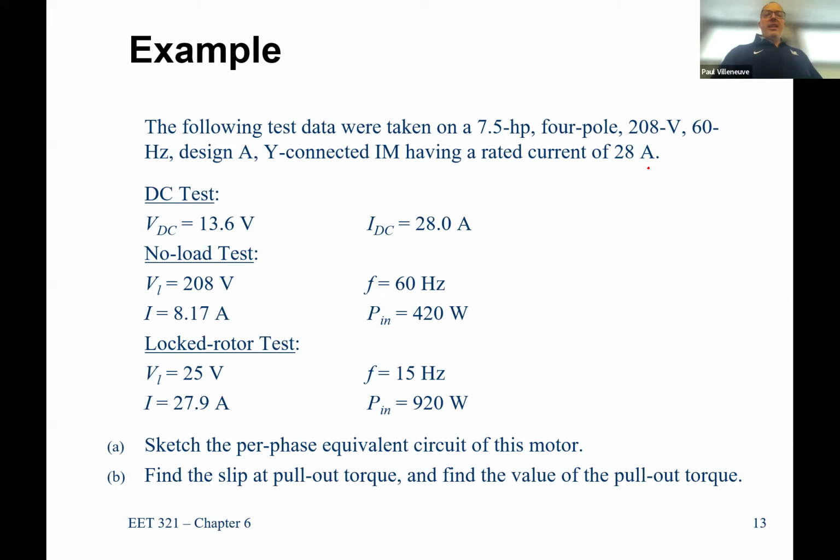So we really don't need the current, other than maybe to see if we were getting full values. We need the 60 hertz. We need the 208. We need the design A. We need the Y connected. Do we need the fact that it's 4 pole to do any of these calculations? No, we don't. Nothing is based on synchronous speed, right? All these calculations are based on those values, so we don't need it.